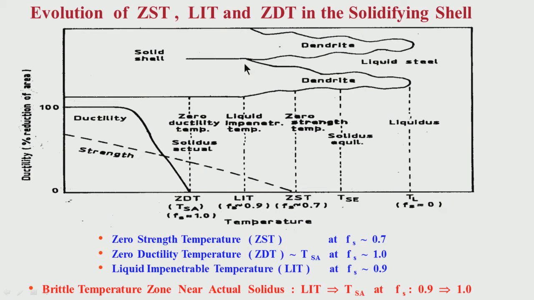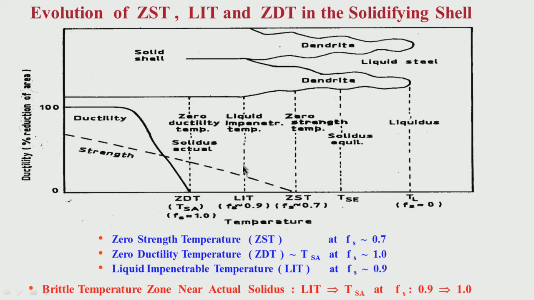So, this temperature region between LIT and ZDT, that means between the solid fraction of 0.9 to 1, towards the end of solidification, is really critical, because in this brittle temperature zone, if there is crack formation, liquid still cannot heal up, because the two dendrites are touching each other. That is why it is called liquid impenetrable temperature. Liquid cannot penetrate beyond this temperature in this zone.